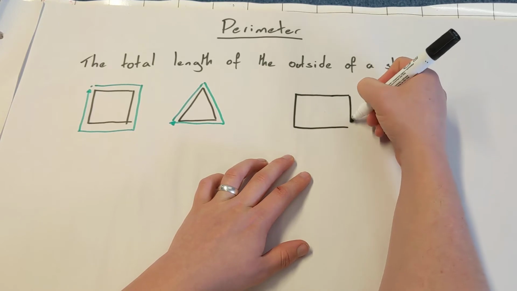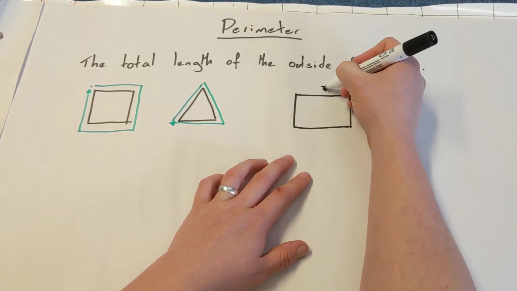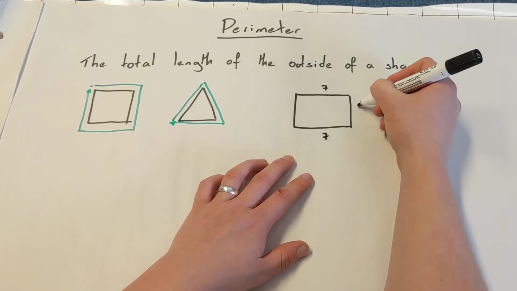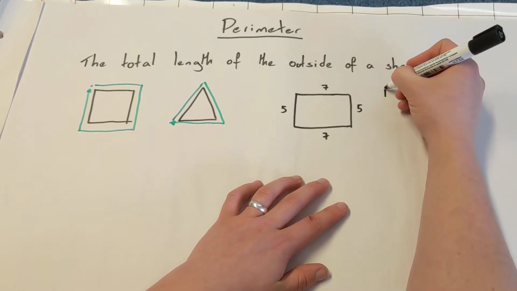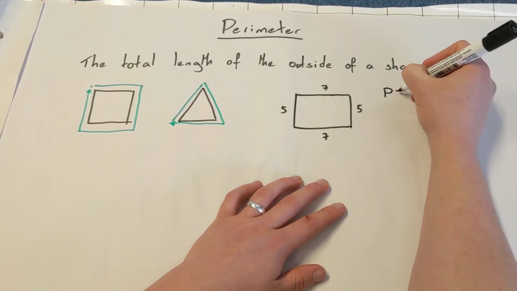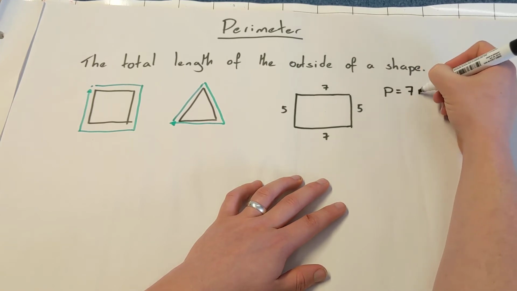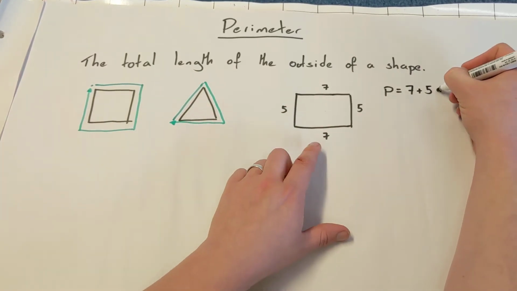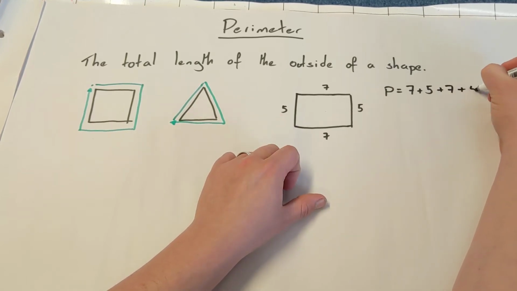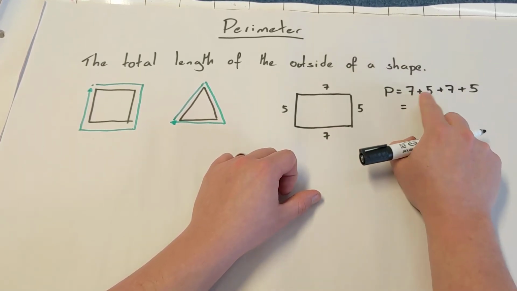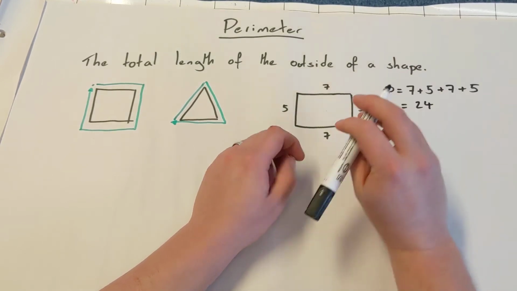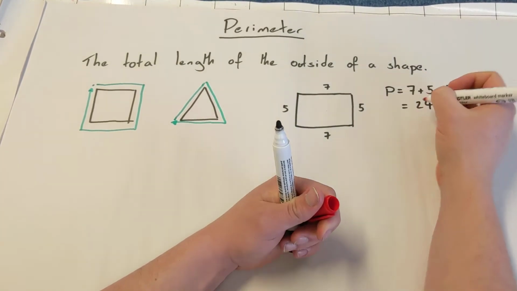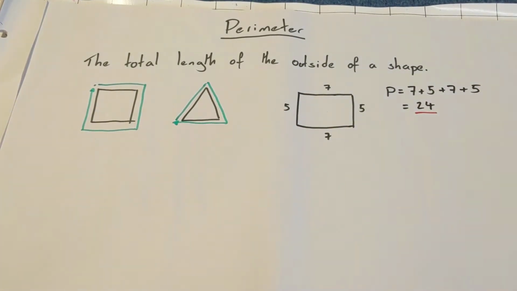Say we've got a rectangle here. This is 7, this is 7, this is 5, and this is 5. Then the perimeter, I'm just going to write a capital P, so I don't need to write it out every time. The perimeter will be 7 plus 5 plus 7 plus 5. Nice and easy. So 7 plus 5 is 12, plus 7 is 19, plus 5 is 24. And you'll notice there I haven't put any units down for my answer because there were none in the question. But normally your question will have units.